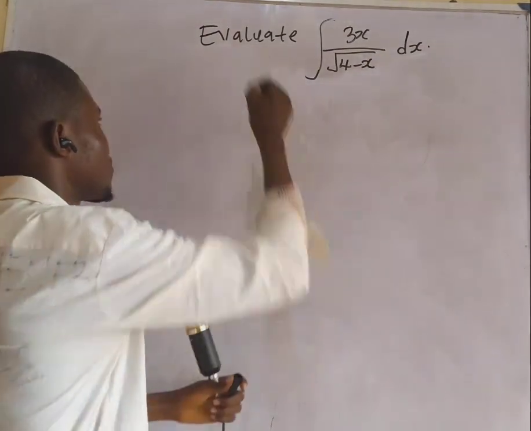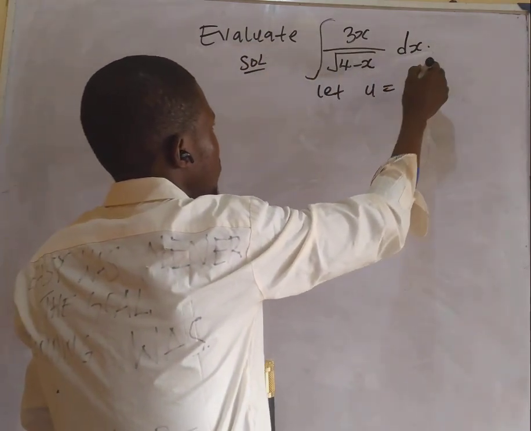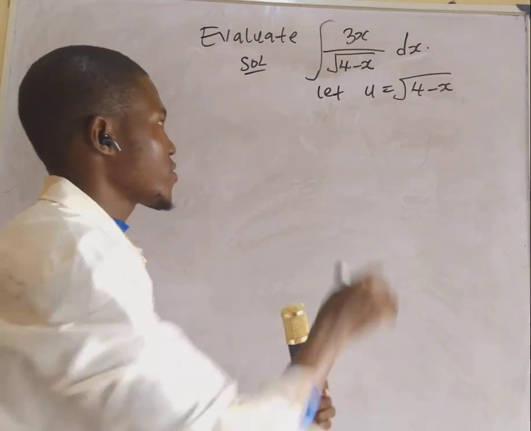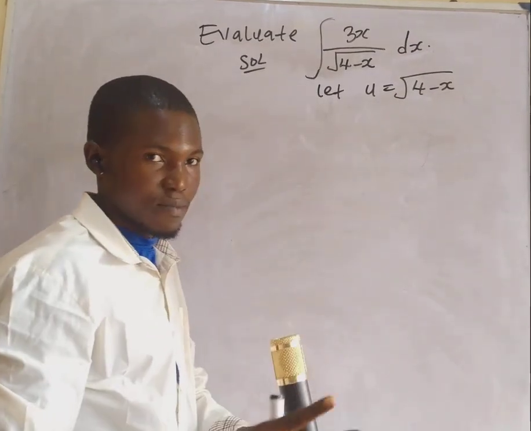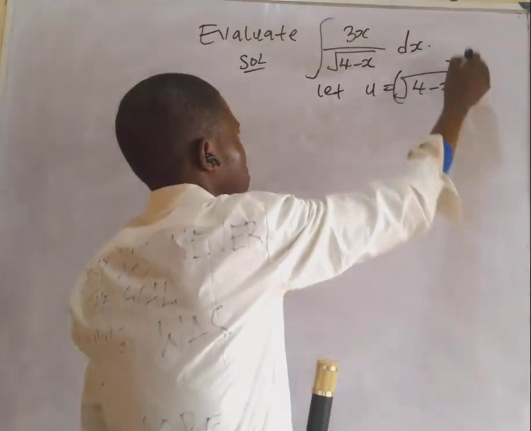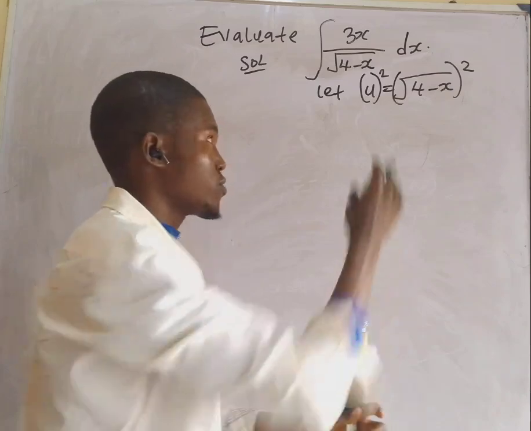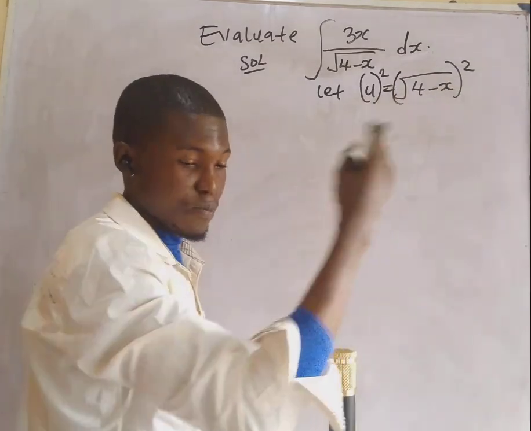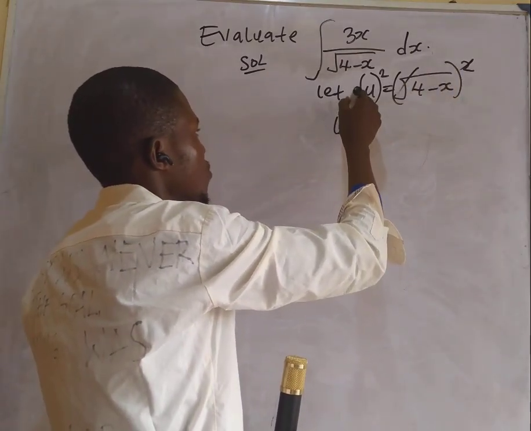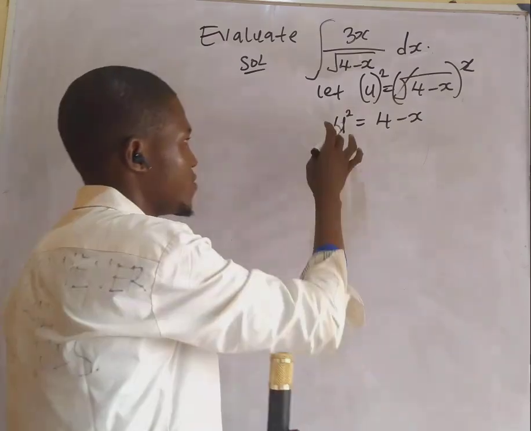So the first thing we are going to do is to say solution, and we say let u be the square root of 4 minus x. That's the value of u. Since u is the square root of 4 minus x, the next step is to remove the square root sign. To do that, let us square both sides. Remember you can also raise it to a power of half, because square root also means 1 over 2. In that case, the square will cancel the square root, and we are left with u squared equals 4 minus x.